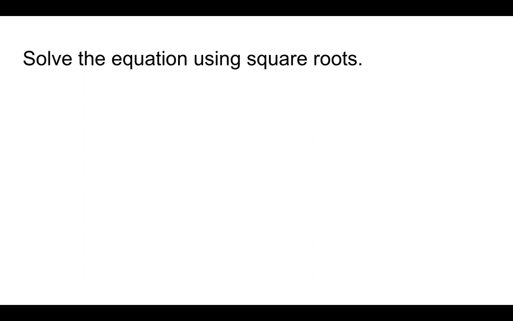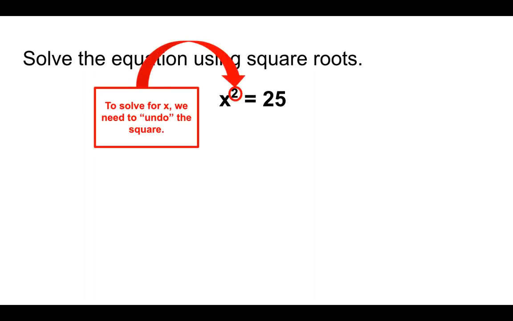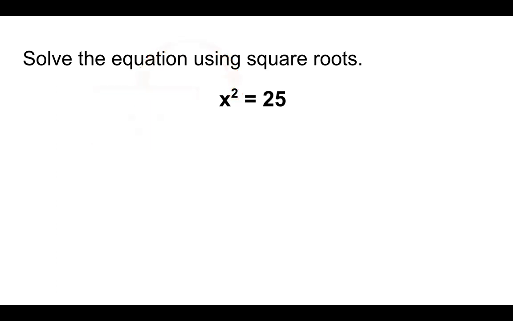We're going to look at how to solve this equation using square roots. For example, if we start with x squared equals 25, I have x squared. To solve for x, we need to undo the square. We can do that by taking the square root. So we're going to go ahead and take the square root of both sides. When we do that, I get x equals positive 5 or negative 5.